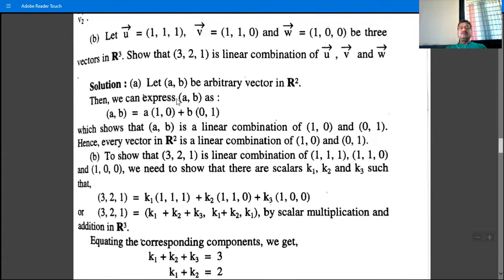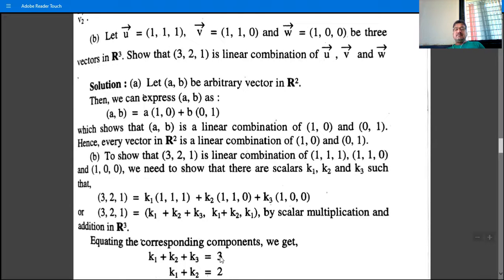Similarly, the next problem is: u bar is (1, 1, 1), v bar is (1, 1, 0), and w bar is (1, 0, 0). These are three vectors in R3. Show that (3, 2, 1) is a linear combination of u bar, v bar, and w bar. So this is the particular vector, and we have to express it as a linear combination of these three vectors.